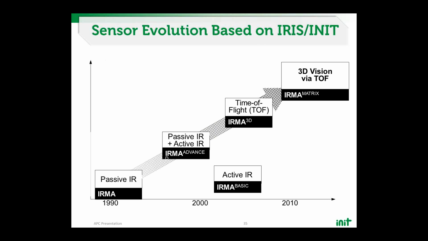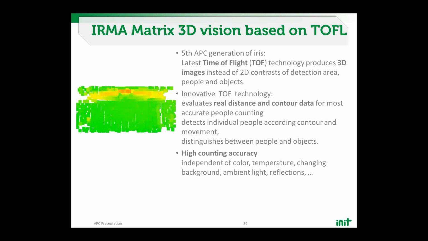That's basically what I just showed you on the IRMA matrix sensor. This is our latest, and we're using this on most of the projects because this gives us easy installation, maintenance-free for the customer, the best accuracy, and at the end the agency is winning with this kind of technology.